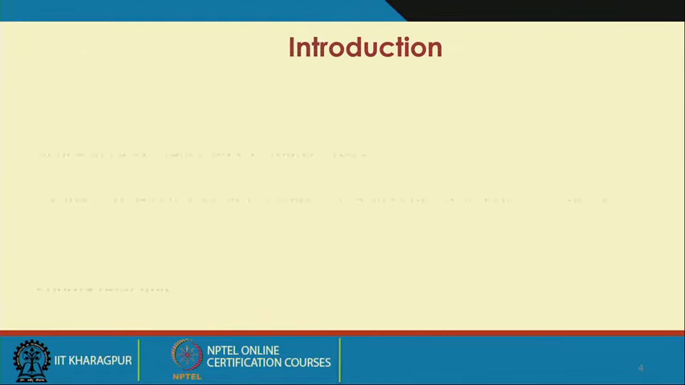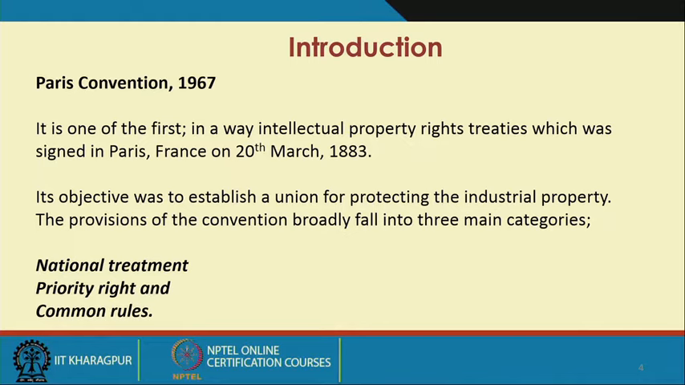We will start with the Paris Convention 1967. It is one of the first intellectual property rights treaties, which was signed in Paris, France on 20th March 1883. Its objective was to establish a union for protecting industrial property. The provisions of the convention broadly fall into three main categories: national treatment, priority rights and common rules. Here we will visit all three of them.